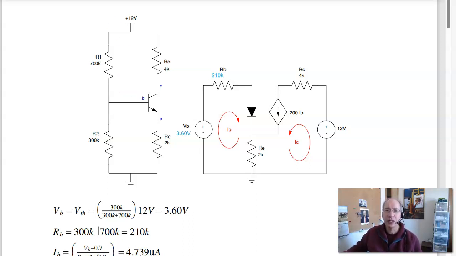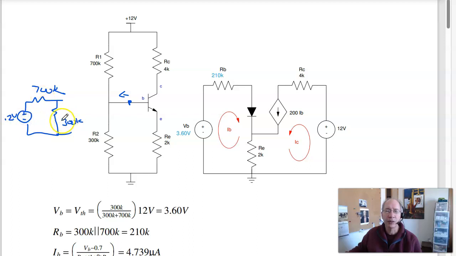The trick is to take the Thevenin equivalent. So if we look at the base, looking left, what I see is a 300K to ground, 700K to 12 volts, 12 volts to ground. So here's the circuit equivalent. 300K, 700K, and 12 volts. Draw the Thevenin equivalent.